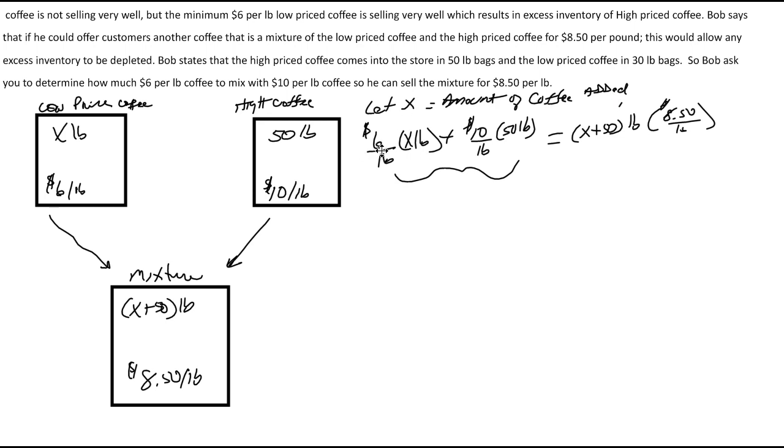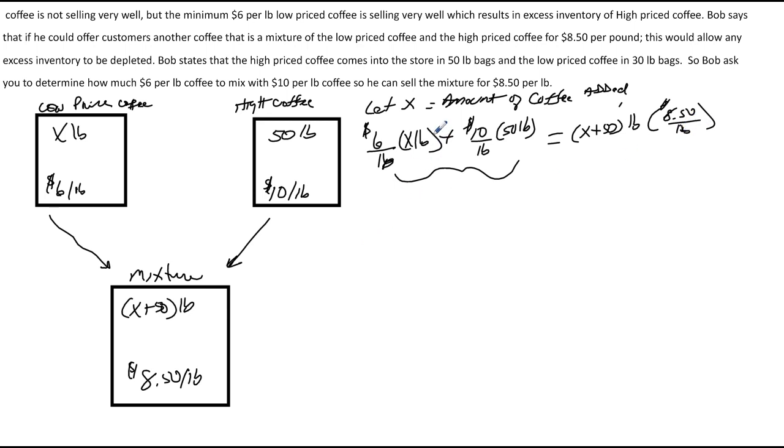So we have the low price coffee. The low price coffee was $6 per pound times whatever pounds we added, plus the $10 per pound coffee times the 50 pounds we added, and that's equal to X plus 50 times the cost per pound. Okay, cost per pound.